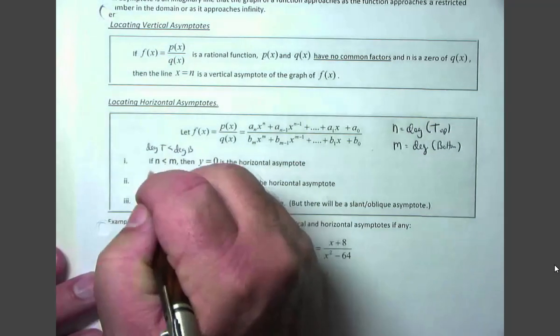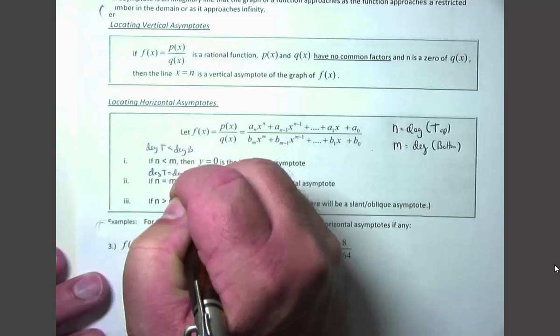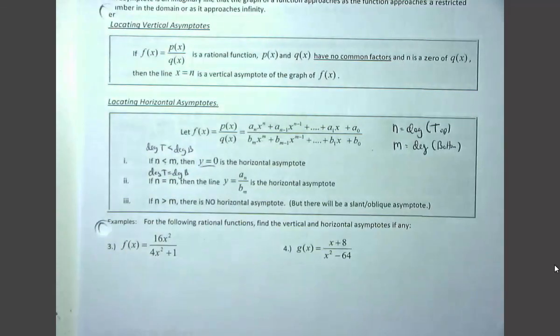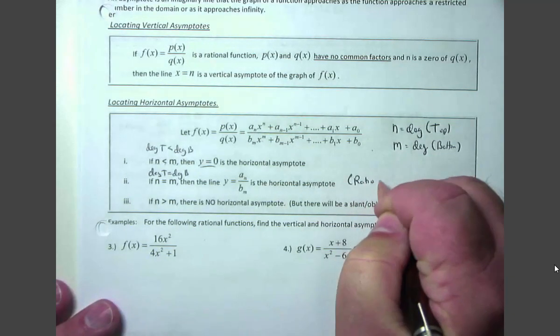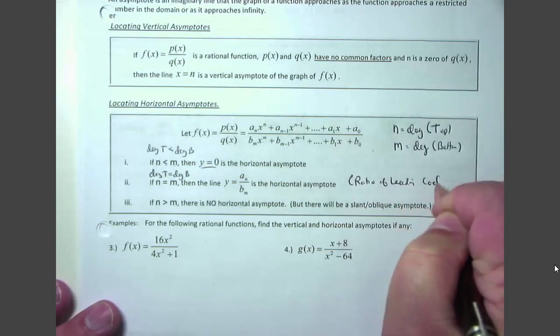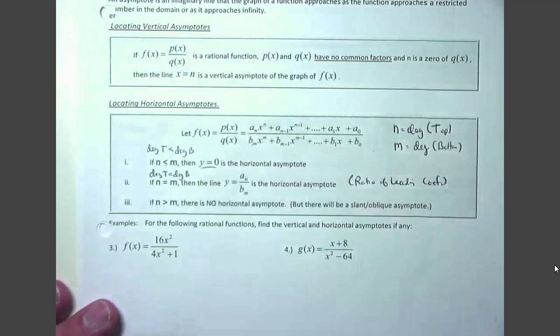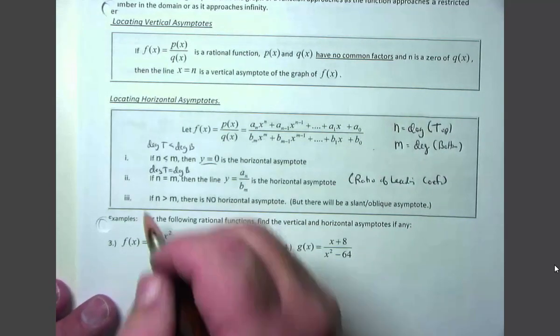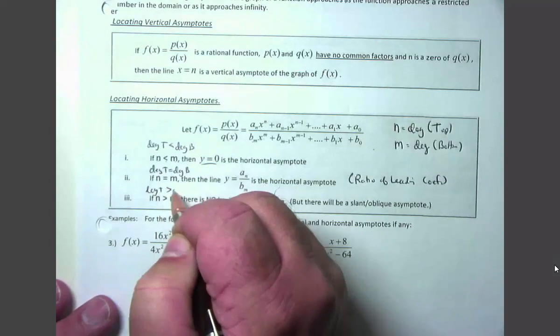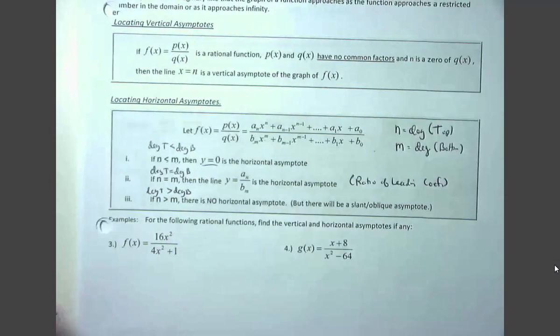When the degree of the top, n, is equal to the degree of the bottom, m, then the horizontal asymptote is y equals a sub n over b sub m, called the ratio of the leading coefficients. The a sub n over the b sub m. Okay? And if the degree of the top is bigger than the degree of the bottom, then you have no horizontal asymptotes. What you end up having is something called a slant or oblique asymptote, depending on which textbook you ever used. Does that make sense? So in terms of horizontal asymptotes, it's all about degree of the top versus degree of the bottom.